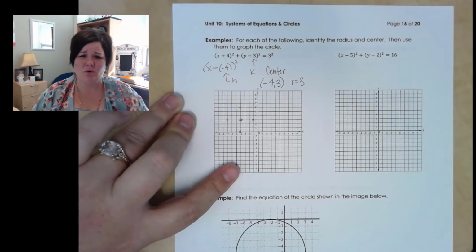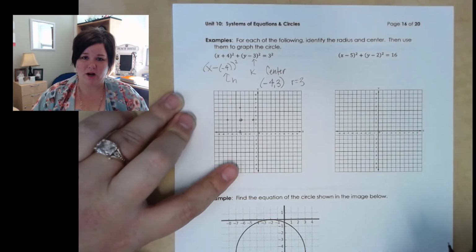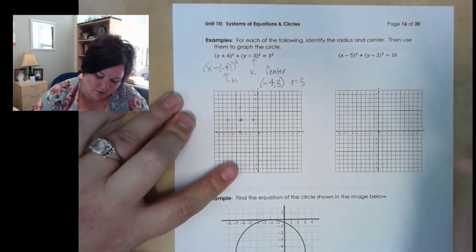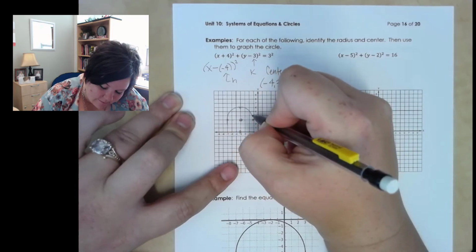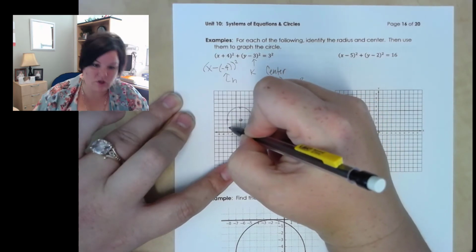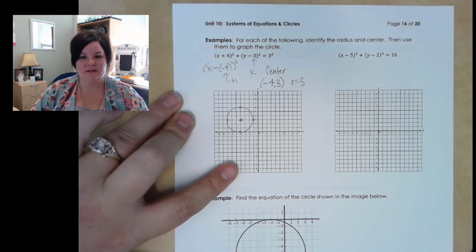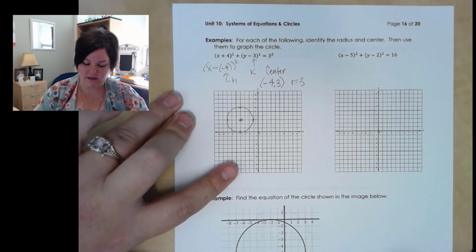Now when I connect these, I don't want it to look like a diamond or a square on its side, right? So go ahead and try your best to connect these in a circular motion, okay? So that is our circle. Okay, let's look at another one.